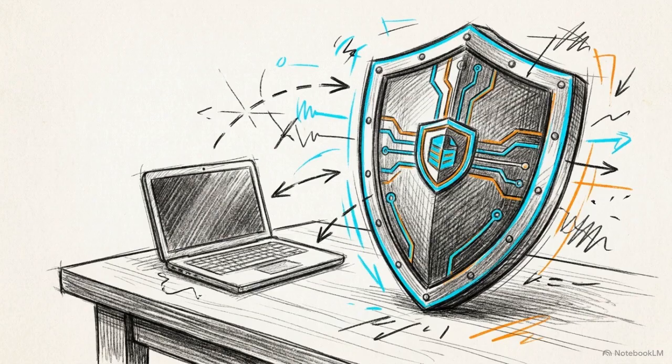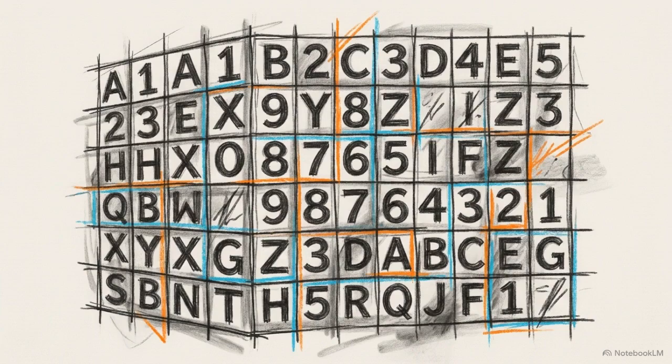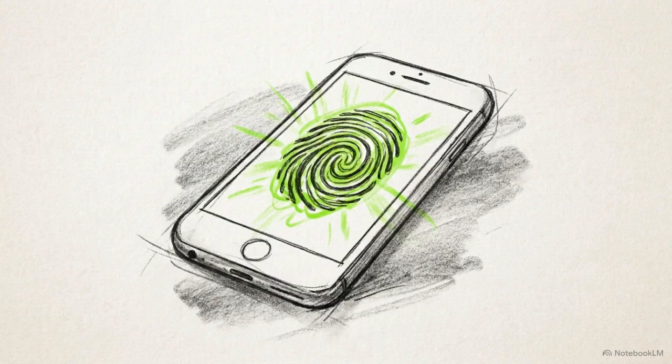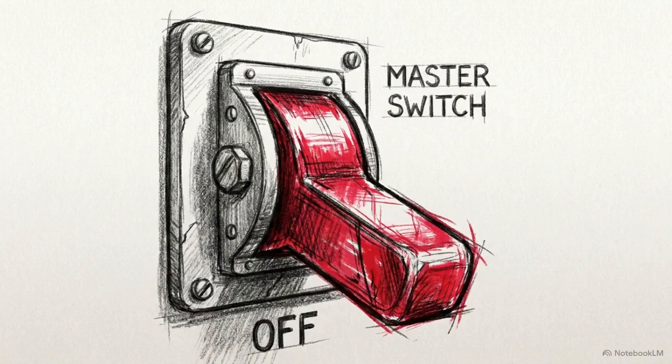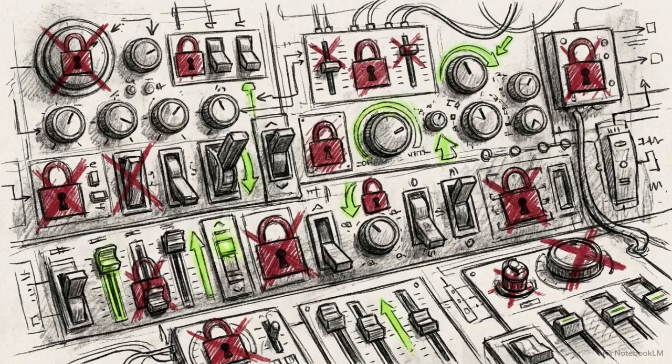SSO shifts the security burden. By integrating with these providers, the application delegates password complexity, multi-factor authentication, and account deactivation to the central governance. We have now verified the identity. The who is solved. Now, the architecture must handle the what, the specific permissions governing every action in the system.